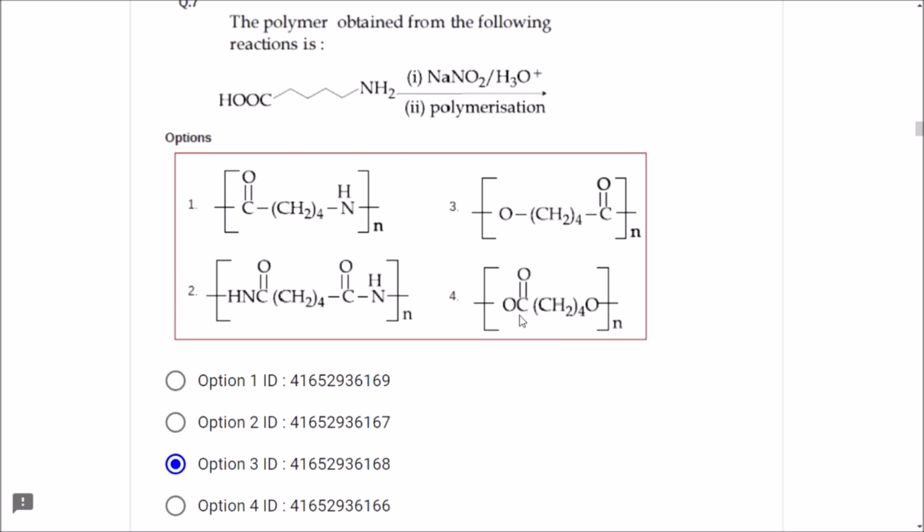What about the next? Yes, this is repeated. Oxygen is extra. In this, oxygen is extra. So option number 4 is not correct. So option number 3 is correct, students. It is a polymer of ester.